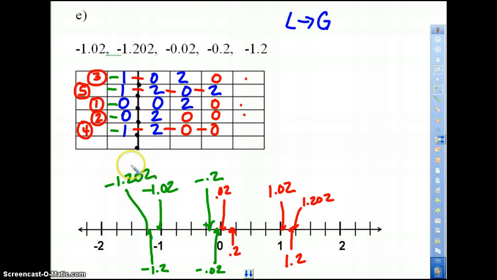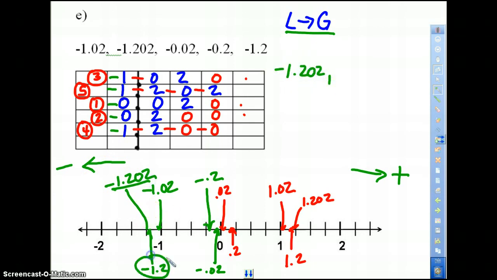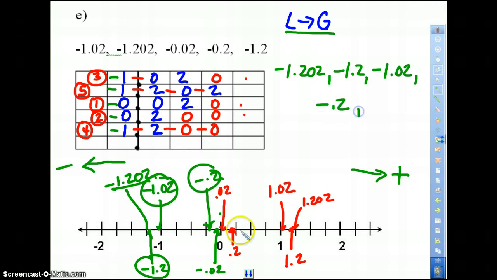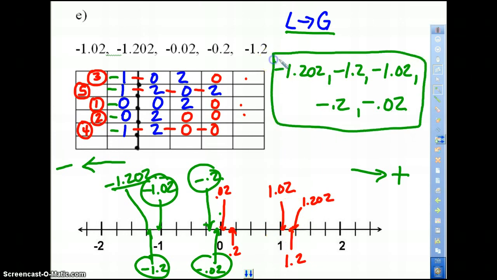Now you have to keep in mind that if you're going this way on the number line, your numbers are getting smaller. And if you move this way on the number line, your numbers are getting bigger. And if we're ordering them from least to greatest, that makes this one here the smallest. So negative 1.202 comes first, then this one, negative 1.2, then this one, negative 1.02, then the next one is this one, negative 0.2, and the last one is this one. The negative number that's closest to 0 is the biggest number. So there, we've ordered them from least to greatest. Woo, that was a lot of work.